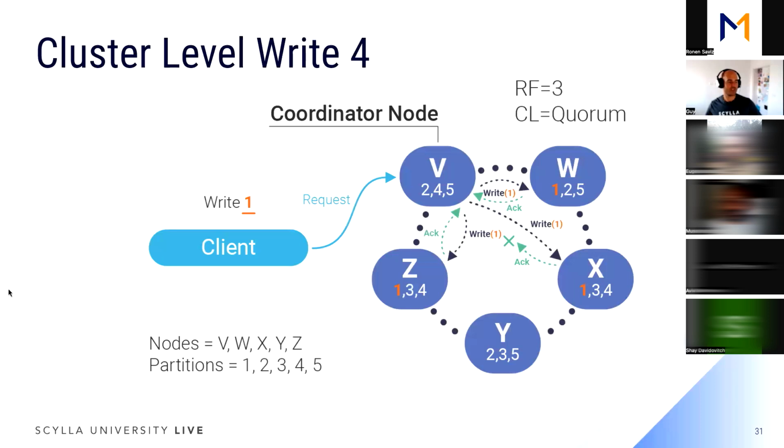So I see there are different opinions, and the correct answer is that it will succeed. Okay, so node V sends an acknowledgement back to the client, and the operation succeeds. And the reason is that the consistency level is set to quorum. But if you think about this exact same example, and the consistency level was defined to be all instead of quorum, then it would have failed.